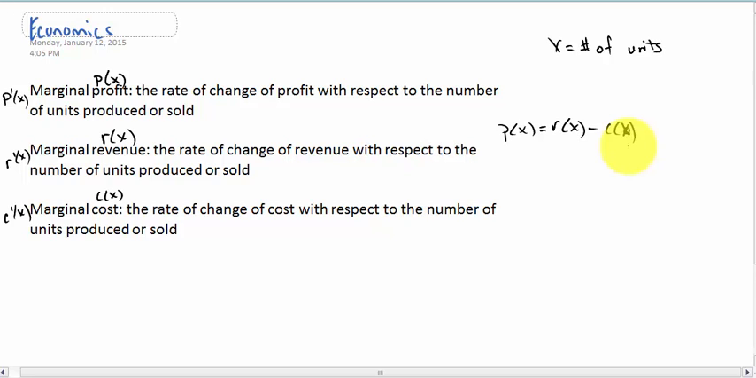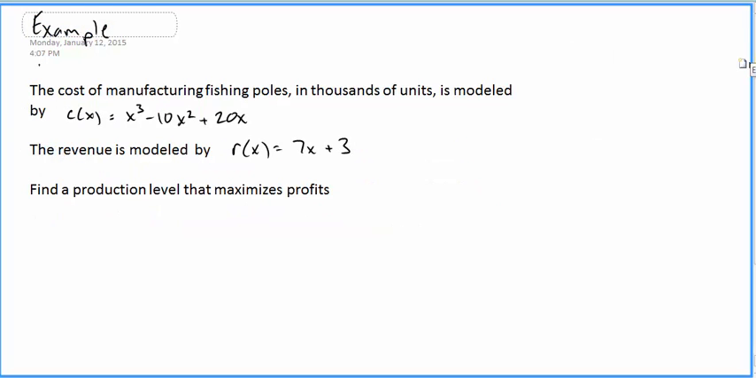So let's look at an example now that we've defined these things. The cost of manufacturing fishing poles, good here in Arizona, in thousands of units is modeled by C of X equals this cubic, and the revenue for this is modeled by 7X plus 3. We want to find a production level that maximizes profit. So we want to maximize profit.